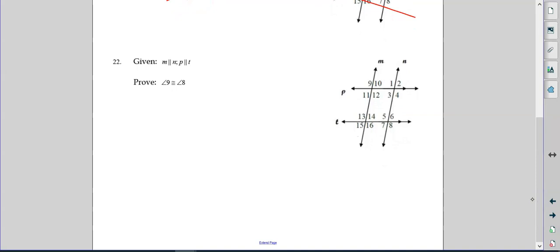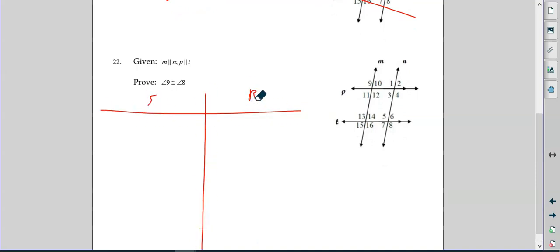All right, so we're given, here's our statement, here's our reasons, I'm just going to abbreviate. M is parallel to N, and P is parallel to T. Given. Okay, and we have our marks here. We know they're parallel, and we know these two are parallel also. So everything's parallel. We're good to go playing with what we know how to do. Prove 9 is equal to 8.